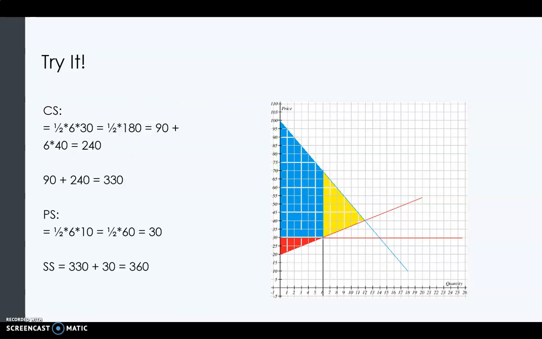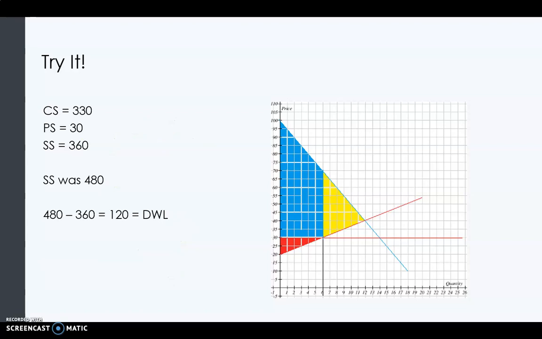All right. I don't want to do all the math for you here. I wrote it out for you. But we'll see that consumer surplus is 330. If you take the triangle, which is 90, and add it to the 240, which is the rectangle, you get 330. Producer surplus is just the triangle, it's 30, right? So total social surplus is 360. It was 480, now 360. The difference is deadweight loss is 120.